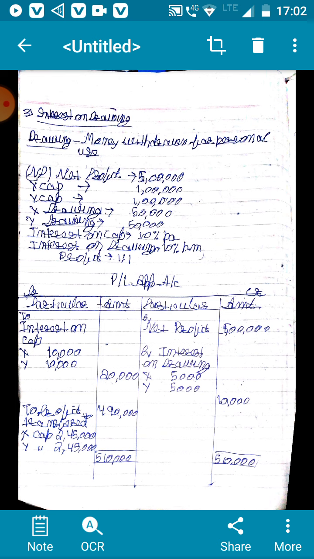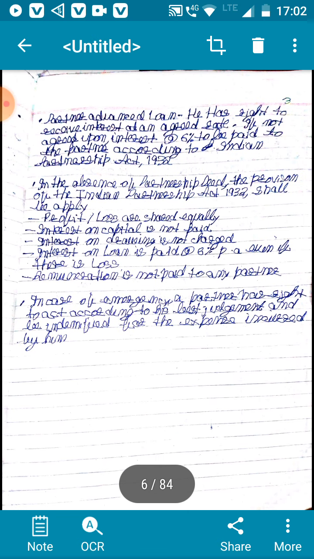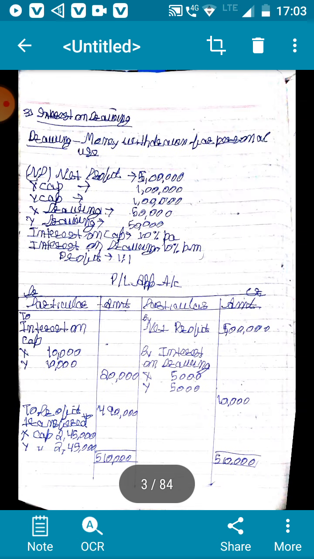then we will have to give interest on loan at the rate of 6% per annum, because in the absence of a partnership deed, the provision of the Indian Partnership Act shall apply, and it states that interest on loan is paid at the rate of 6% per annum. And in the partnership deed, interest on loan is to be paid as a charge against profit.